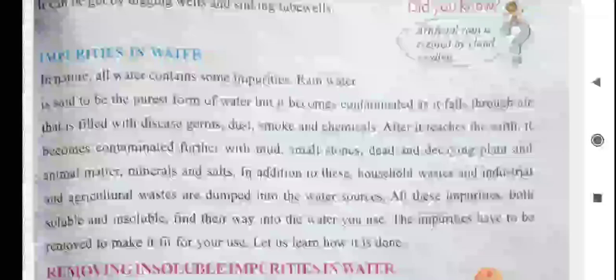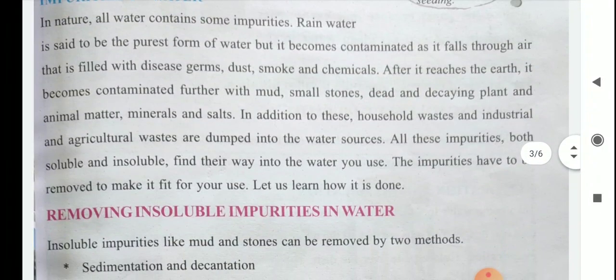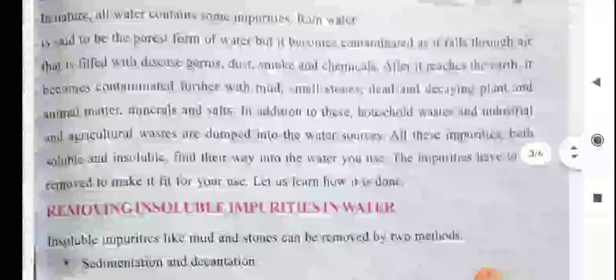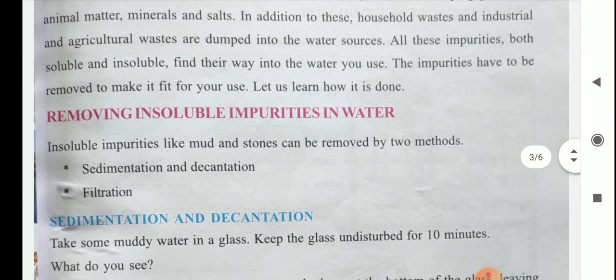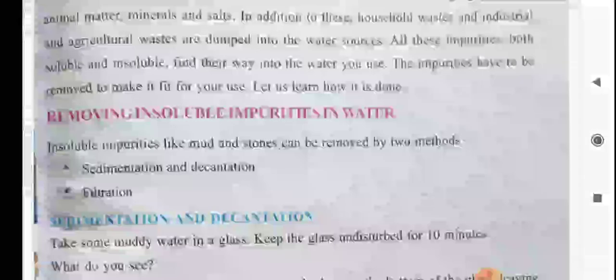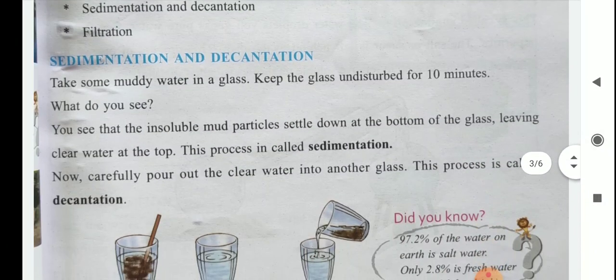Let us see the methods. Removing insoluble impurities in water. There are two types: sedimentation and decantation, and filtration. First of all we see sedimentation and decantation.